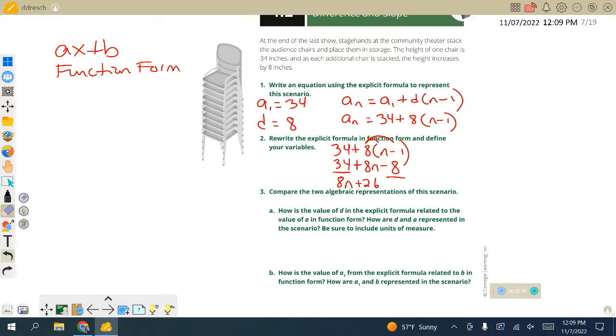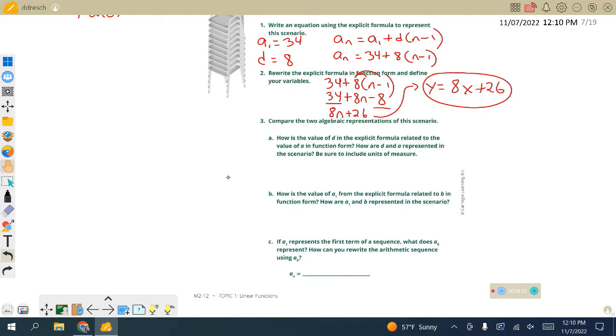So when we did this on Friday, we did a lot of work of rearranging it, getting it to look like this. Now the only other thing to do is just say y equals 8x plus 26. Give me a second there. But rearranging it, that's where we want to be at. Creating that initial equation and then rearranging into that function form. Okay?